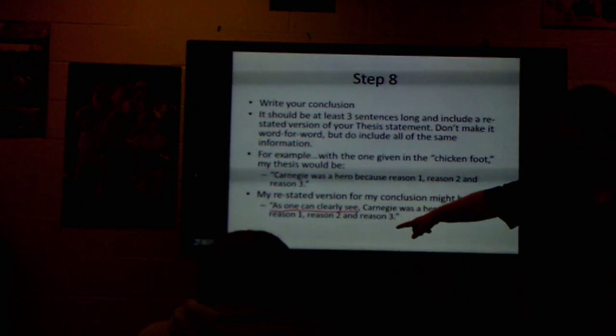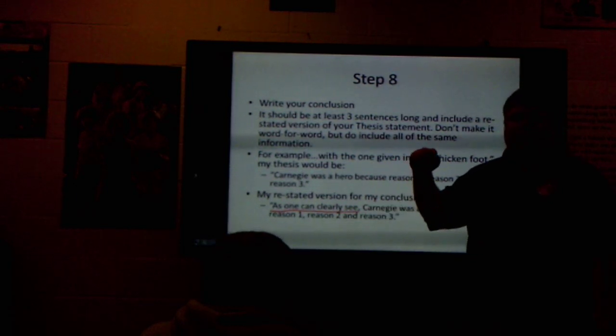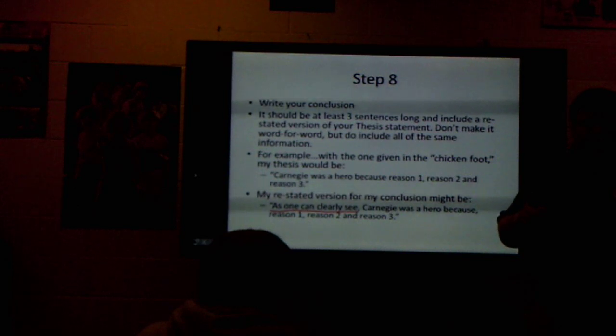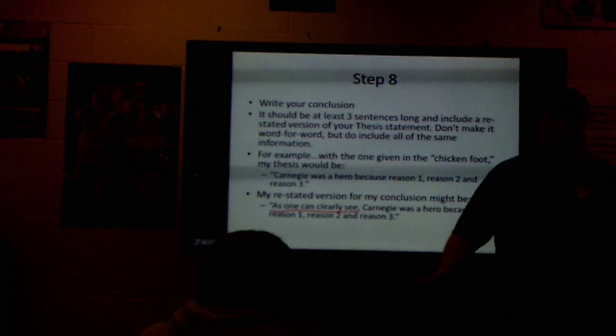But in your conclusion, if you're going to do as one can clearly see, that needs to be the first sentence of your concluding paragraph, okay? And then you can do a couple more sentences and you're done with your conclusion.